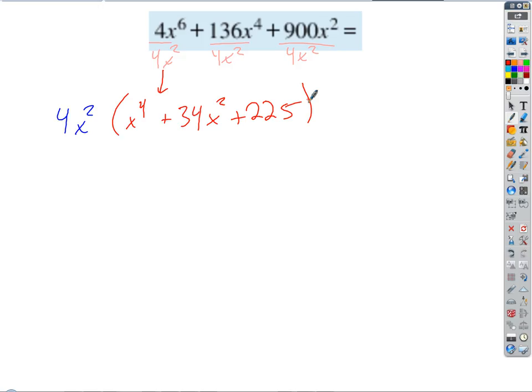Well, in this case, can I do that? Here's my question. I want to take this whole thing right here. Can I make it look like a times something squared plus b times something plus c? Can I make it look like that? Say it again?